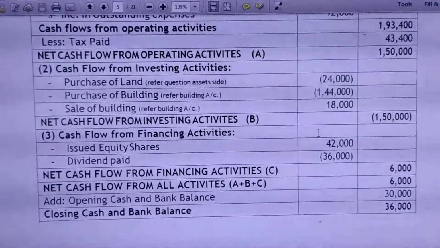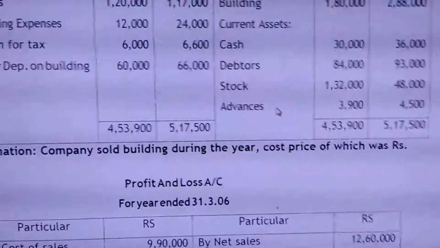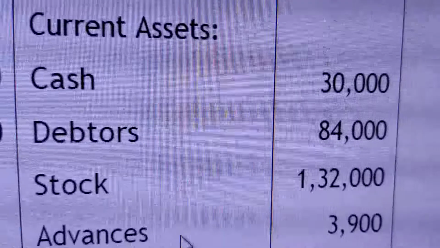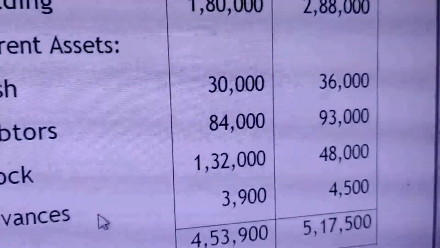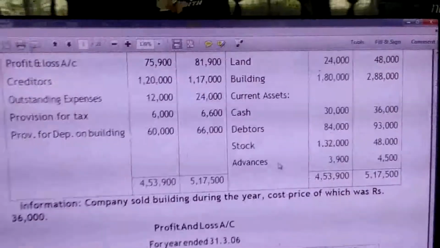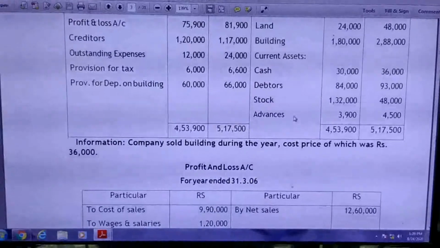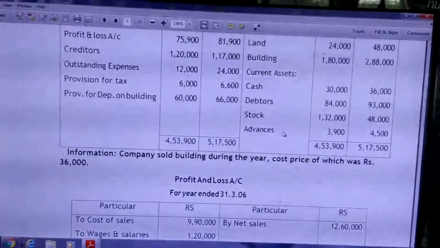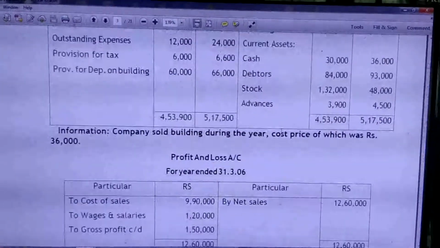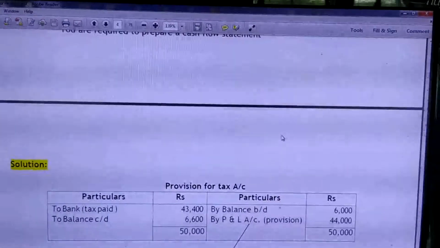See, the cash flow statement answer will be available in the balance sheet itself. Opening balance of cash is 30,000 and closing balance of cash is 36,000. You have to justify how 30,000 has become 36,000, in what way, how the inflows and outflows are there. Okay, I hope you get my point. You have to do some workings.